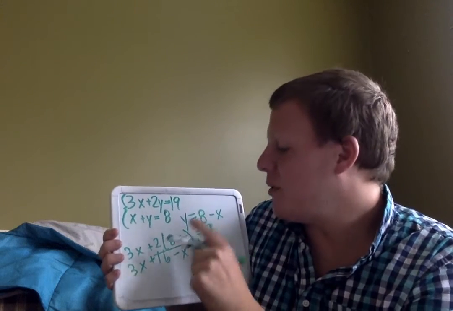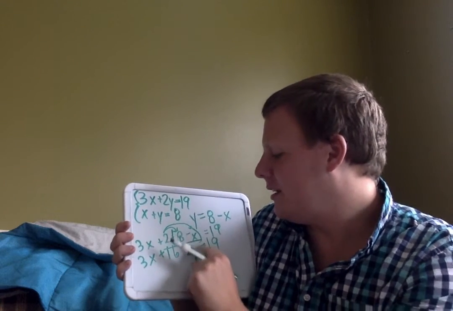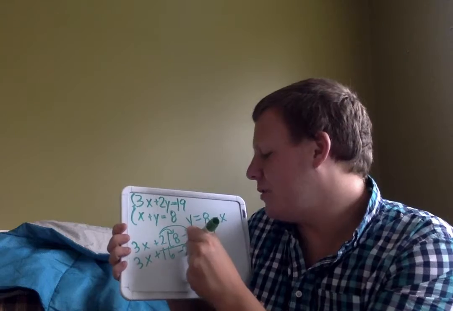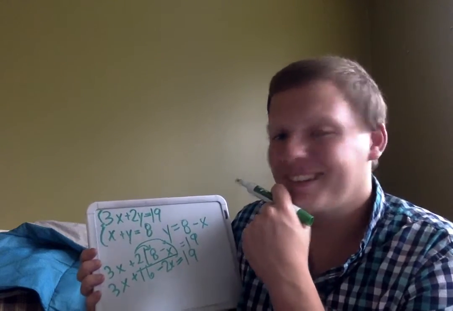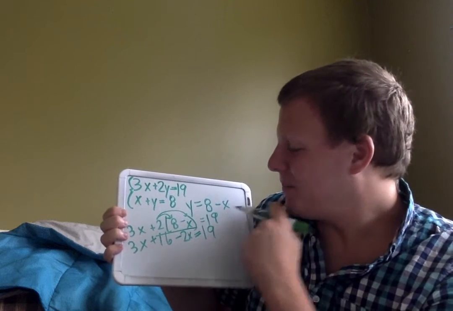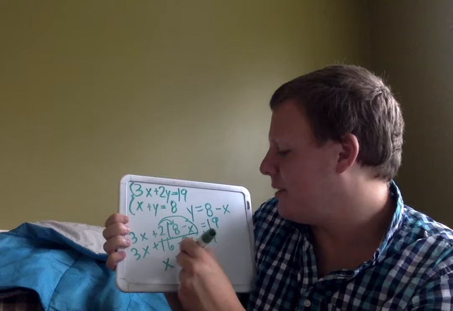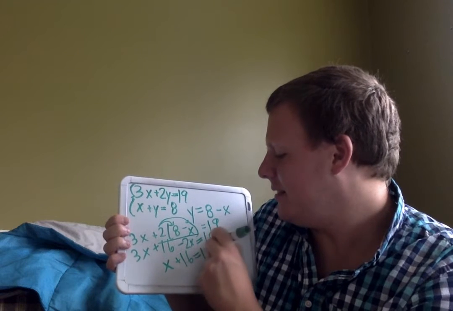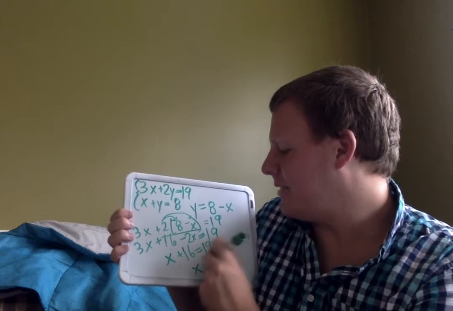Good. Remember, you have to distribute the 2 to everything that's in the parentheses. So here we'll have minus 2x. Good. It's good to catch your own mistakes. Okay. Good. So we have 3x minus x is just x plus 16 equals 19. Give that x is equal to 3.